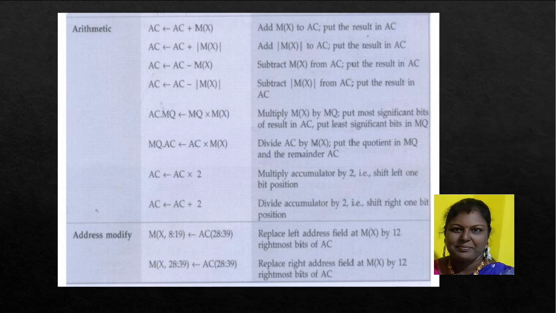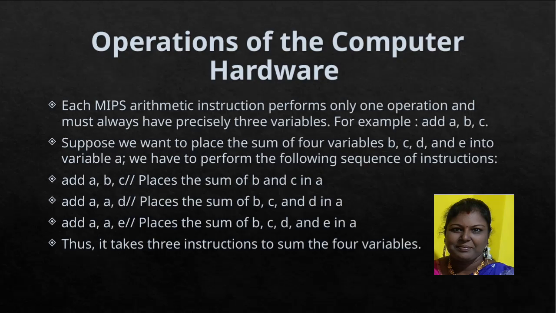In MIPS assembly, each arithmetic instruction does just one thing, and it always works with exactly 3 variables. For example, add a, b, c adds b and c, then stores the result in a. If we want to add 4 variables together, say b, c, d, and e, and put that total in a, we can't do it in one step. Instead, we chain 3 instructions. First, add b and c into a, then add d to that sum. Finally, add e. It takes 3 instructions to get the job done.